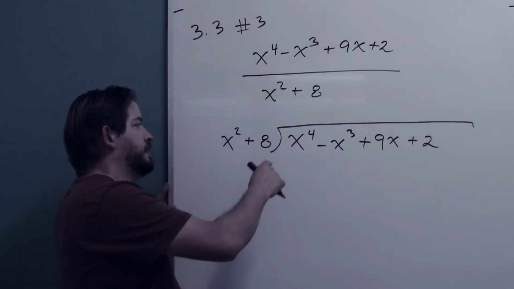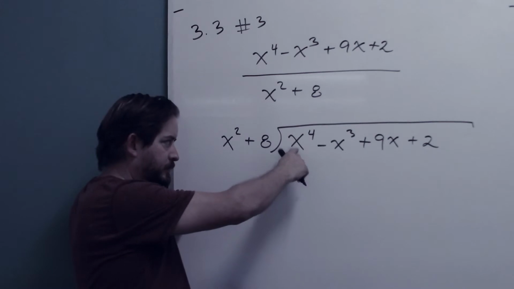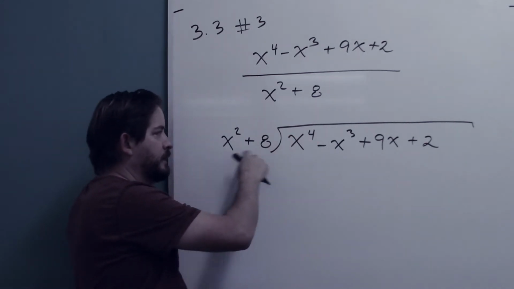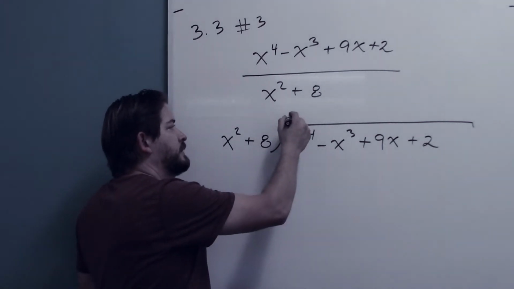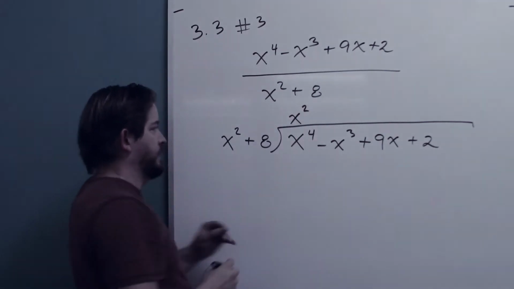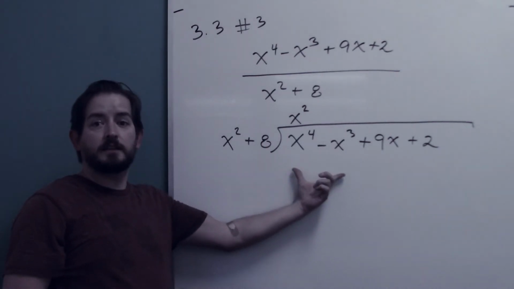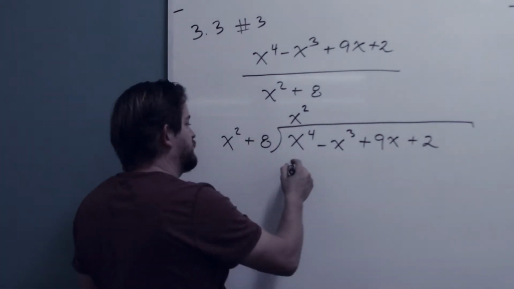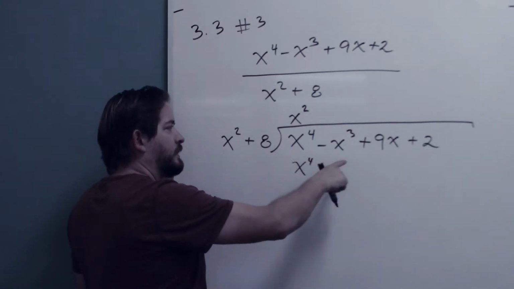But I'm going to take the very first term on the inside, x to the fourth, divided by the very first term here. So x to the fourth divided by x squared would give me x squared. And then I'll take this x squared and multiply it through everything on the left and subtract it from the bottom, right? So x squared times x squared is x to the fourth. x squared times 8 is 8x squared.